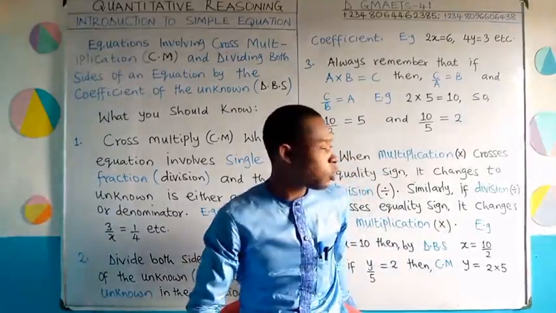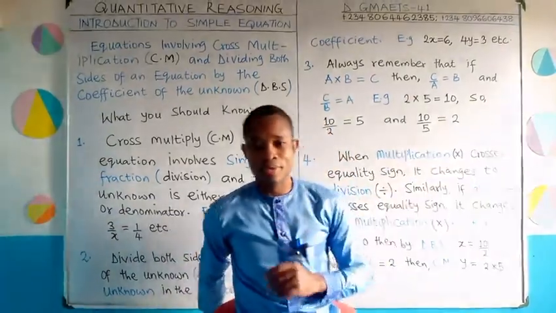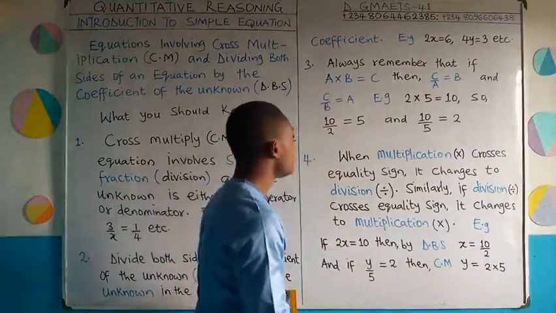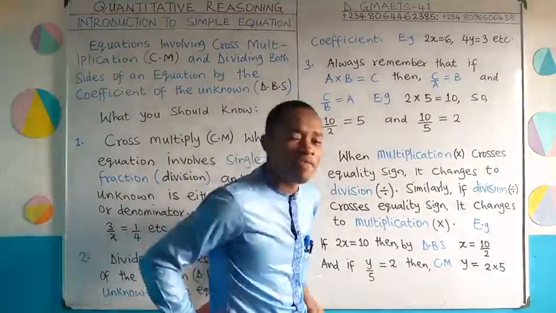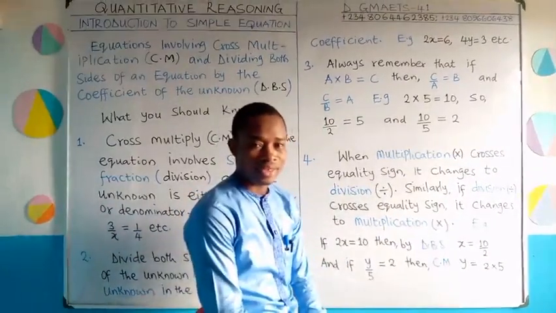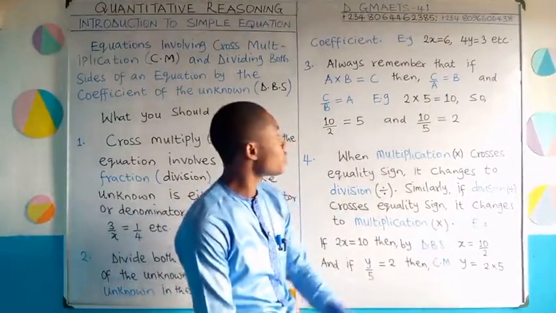Alright, now we have some other points I would like us to know about. How many of them are left? Two of them, point 3 and point 4. These points 3 and 4 are very important. Please pay attention as I explain what you should know in these two remaining points.